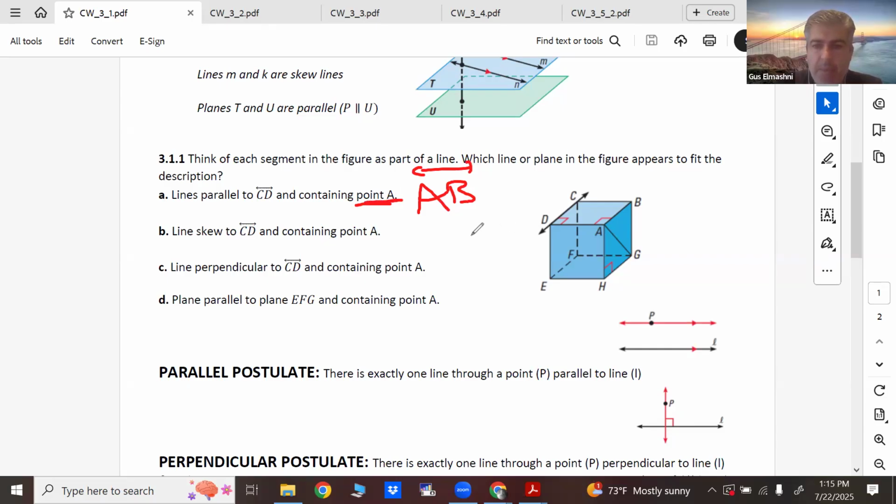Now to be skew to CD and go through point A, I would say AG, because it's not on the same plane as CD. Perpendicular to CD and containing point A, I'd say AD. Plane parallel to EFG and containing the point A, I say plane ABCD. Usually you just need 3 points to define a plane, but I'll just say them all.